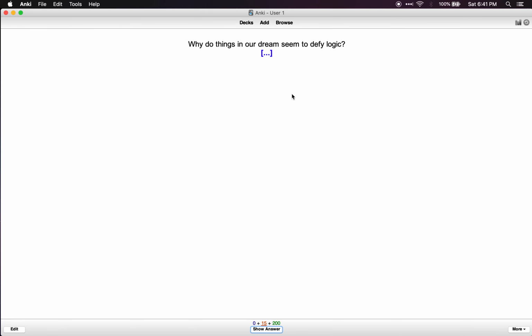Because our prefrontal cortex, the thing that controls logic, is turned off during REM sleep. So that's why we devise illogical dreams.